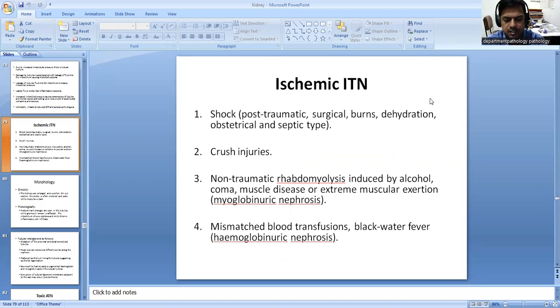Causes of ischemic ATI, ischemic intratubular necrosis: shock, post-traumatic, surgical, burns, dehydration, obstetrical and septic type, crush injury, non-traumatic rhabdomyolysis induced by alcohol, muscle disease or extreme muscular exertion, myoglobinuric necrosis, mismatched blood transfusion, black water fever, hemoglobinuric necrosis.